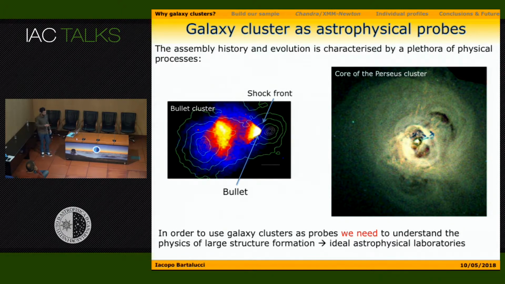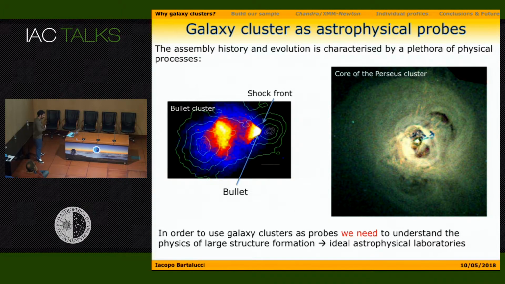Another thing that we have with galaxy clusters is non-gravitational processes. For example, here, if you look at the core of the Perseus cluster, which is a very nearby galaxy cluster, in X-ray you see the AGN inflating the gas and creating these bubbles which are rising up. These are actually structures being disrupted by the activity of the central AGN.